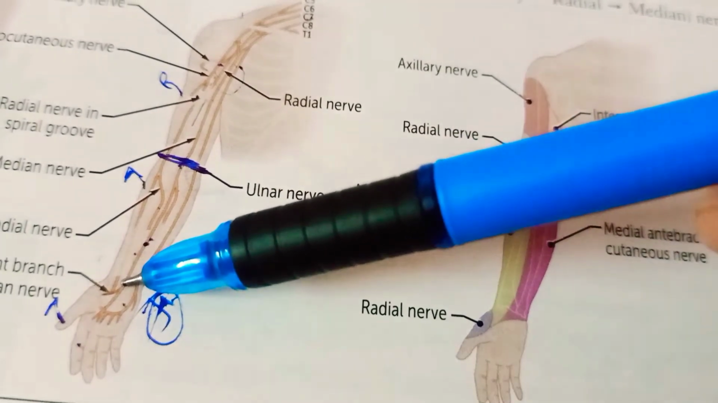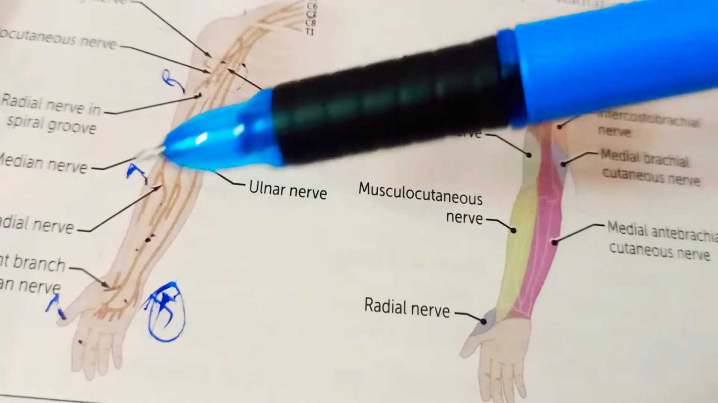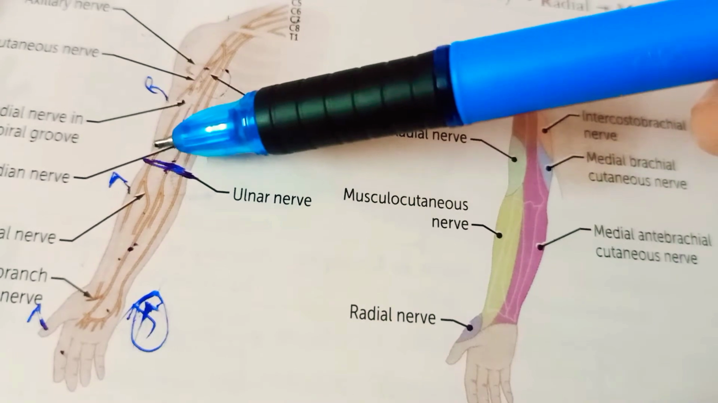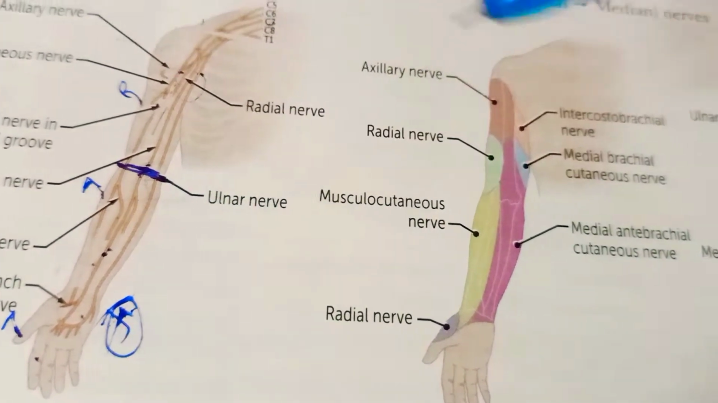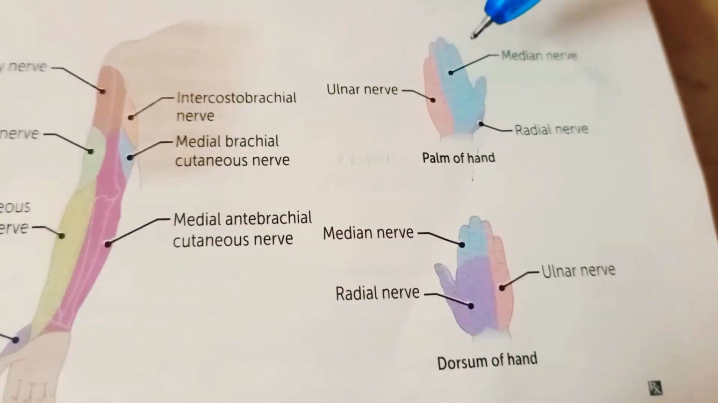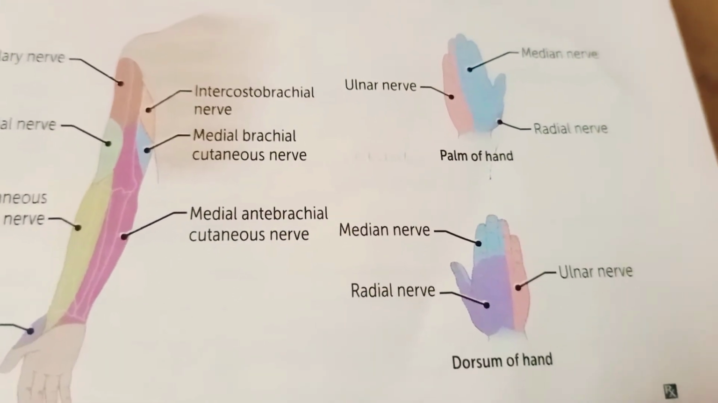So in the median nerve we need to remember two lesions. One is the proximal lesion, one is the distal lesion. Whenever there is a proximal lesion, that is in the supracondylar region of the humerus, then there will be loss of sensation of the lateral 3.5 digits and lumbricals. So next let us move on to the ulnar nerve.